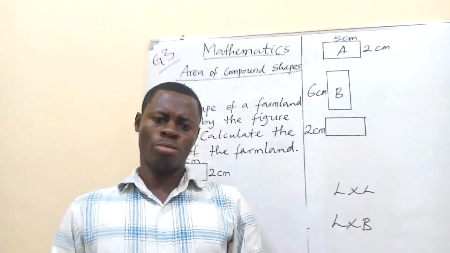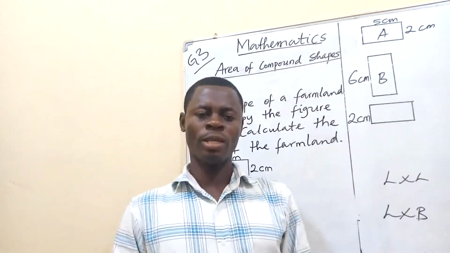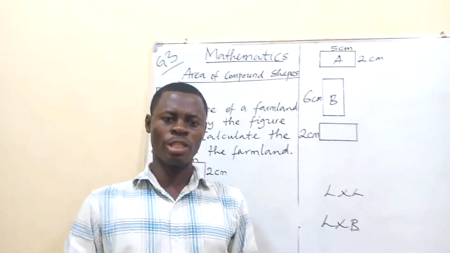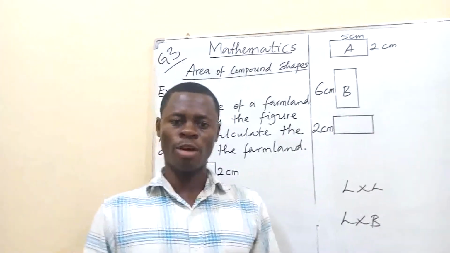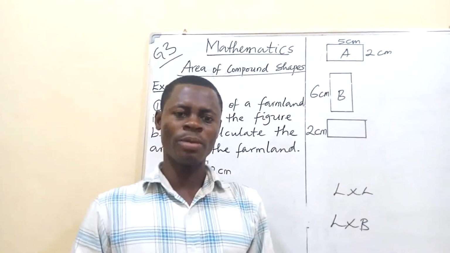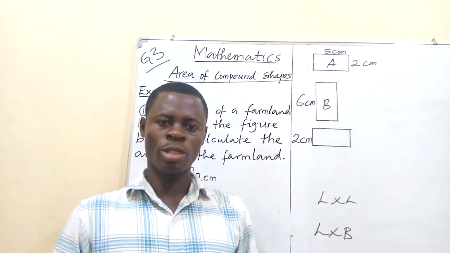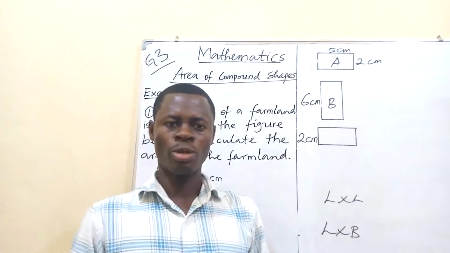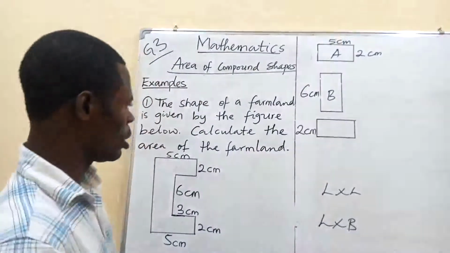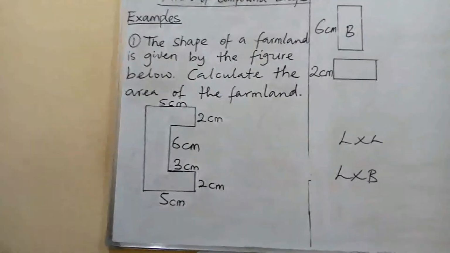We're going to first of all look at the meaning of a compound shape. A compound shape is a shape that is made up of more than one shape. It consists of more than one shape. So we are going to look at the area of compound shapes in our class today. And then we have on the board example 1.